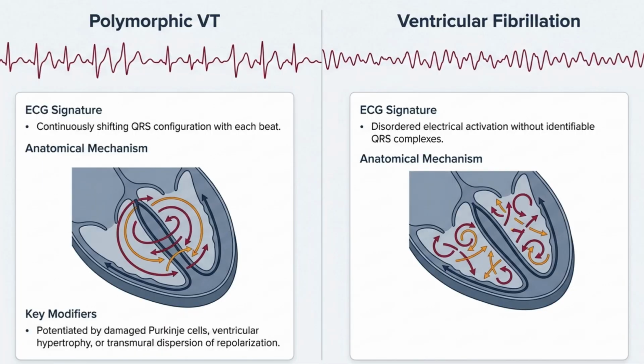The defining signature of polymorphic VT is a QRS configuration that shifts continuously from beat to beat, indicating a constantly changing ventricular activation sequence. This is driven by spiral wave reentry and multiple circulating wavefronts, while VF, ventricular fibrillation, shows completely disordered electrical activation with no identifiable QRS complexes. Both rhythms, polymorphic VT and ventricular fibrillation, are often potentiated by damaged Purkinje cells or ventricular hypertrophy.